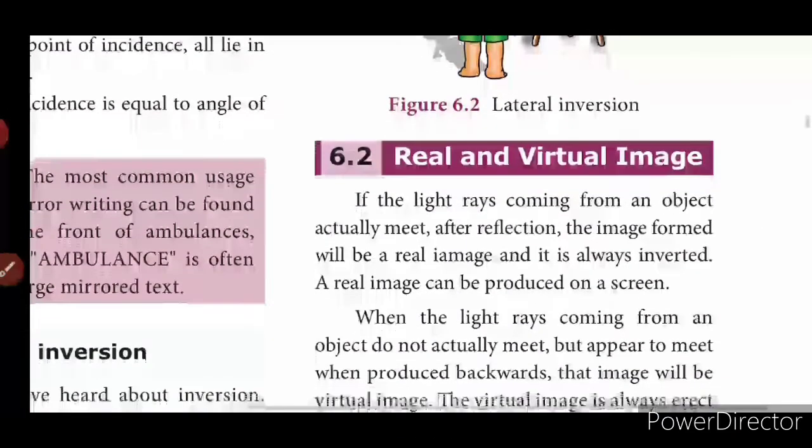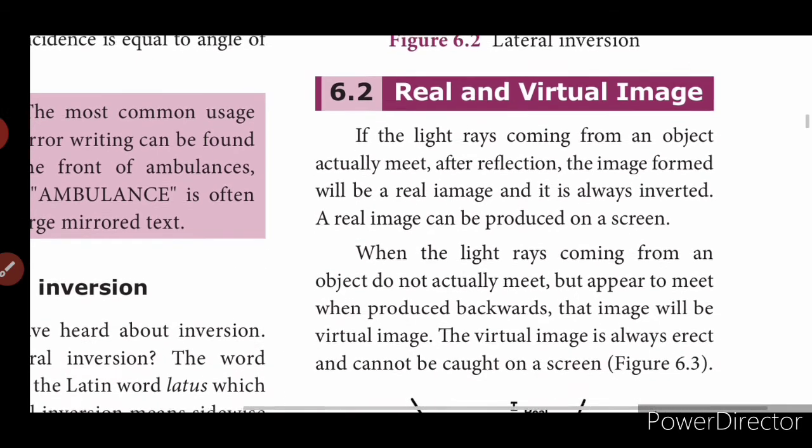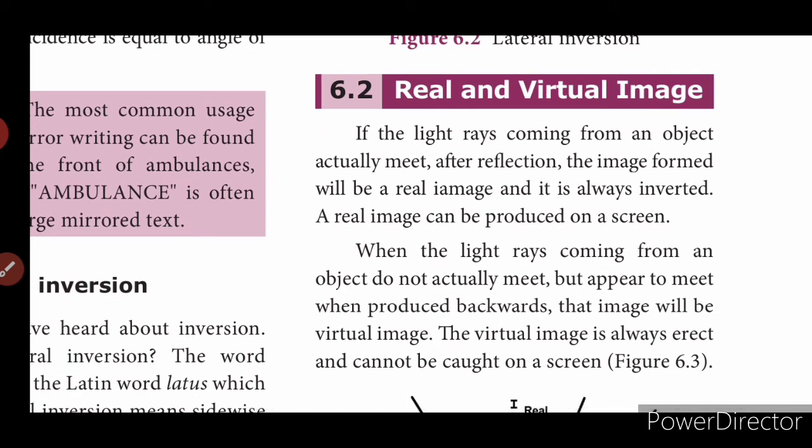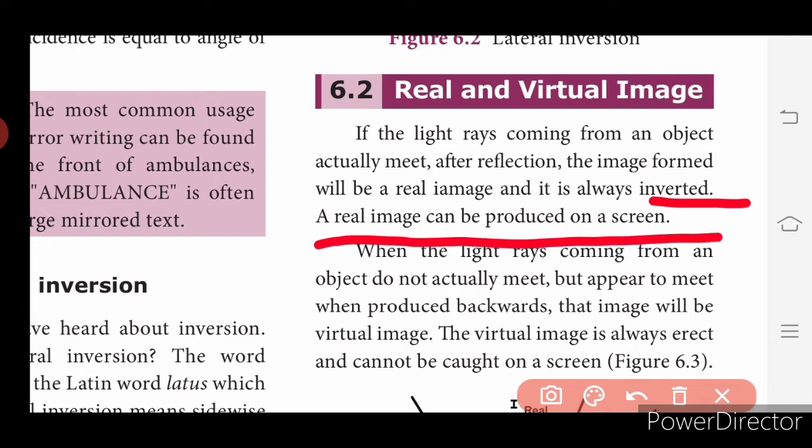So next, real and virtual image. What is a real and virtual image? If the light rays coming from an object actually meet after reflection, the image formed will be a real image and it is always inverted. A real image can be produced on a screen.